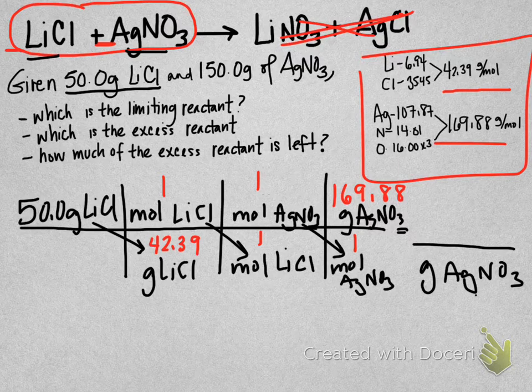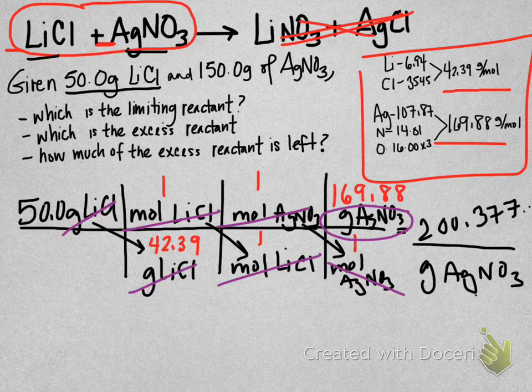I'm going to do a quick check to make sure that all my units cancel. Grams of lithium chloride, moles of lithium chloride, moles of lithium chloride, moles of silver nitrate, moles of silver nitrate, and I end up in grams of silver nitrate. Fantastic. Now, for a raw answer, I have 200.377, etc. grams of silver nitrate.